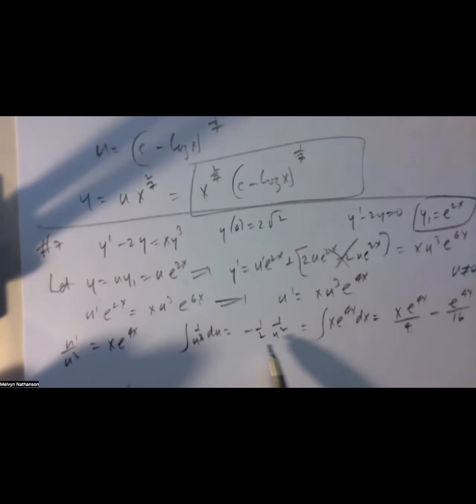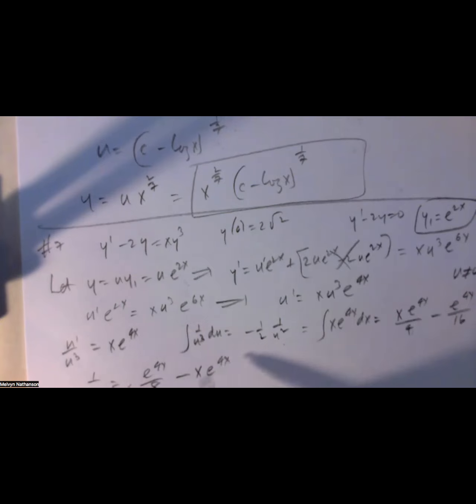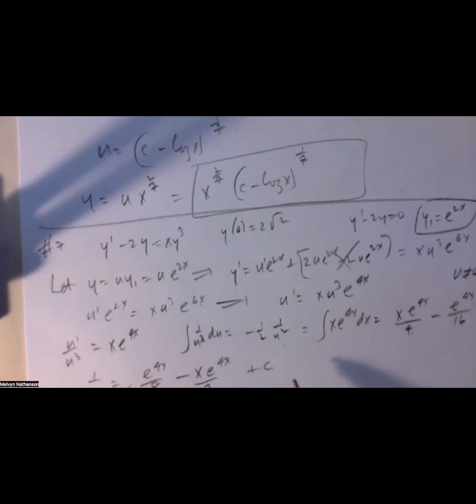So I can now solve this equation for u squared. Let's see, let me just multiply by minus 2 to make this a little bit easier. 1 over u squared equals e to the 4x over 8 minus x e to the 4x over 2 plus a constant. Right? I'm multiplying by minus 2.